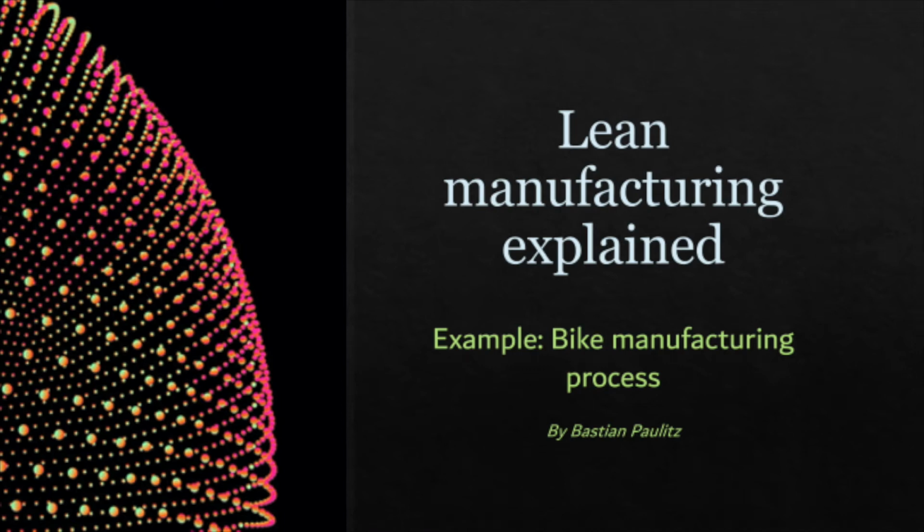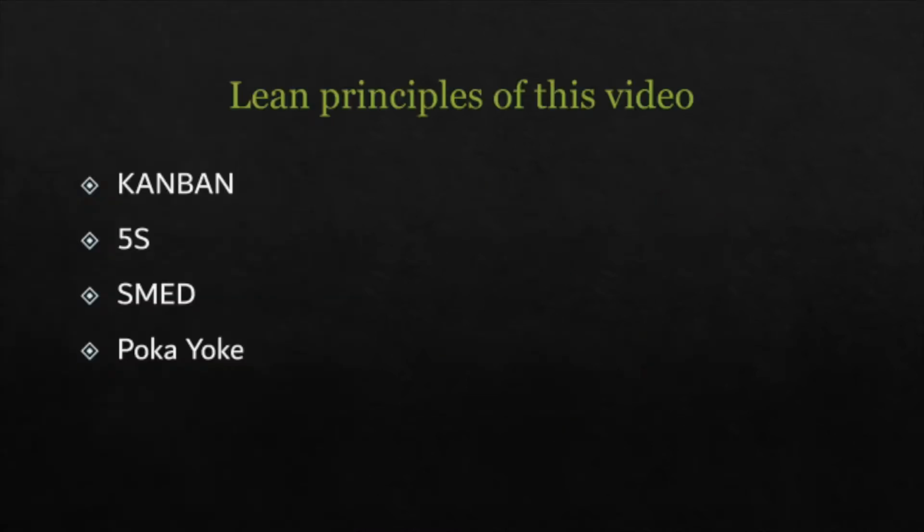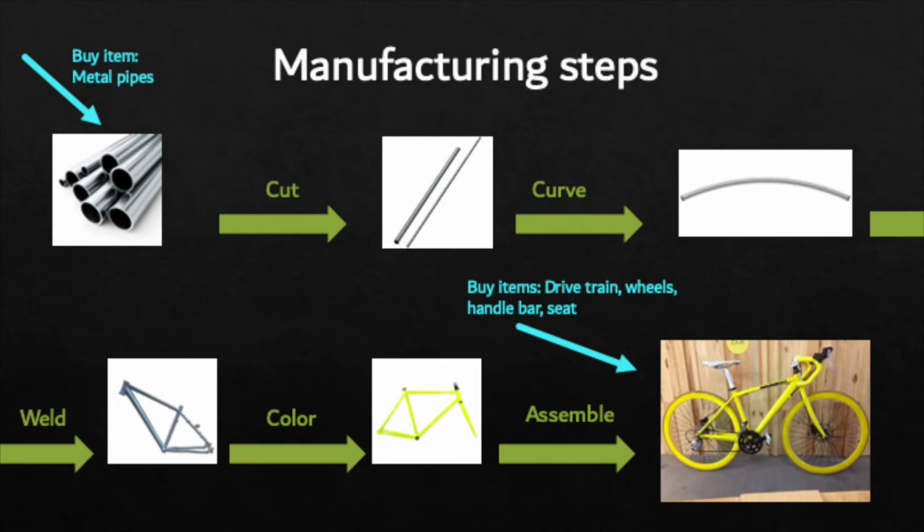Today I will explain some lean principles based on the example of a bike manufacturing process. The lean principles that are covered in this video are Kanban, 5S, SMED and Poka-Yoke. Some slides might contain a lot of information, therefore be advised to sometimes pause the video in order to have a closer look. In order to manufacture a bike in our example, you first need metal pipes.